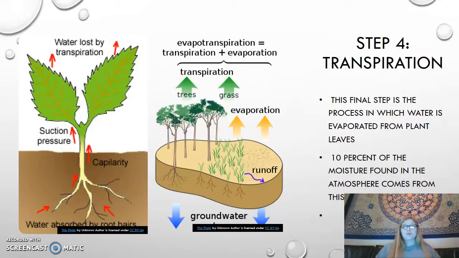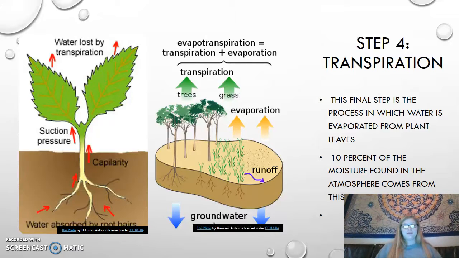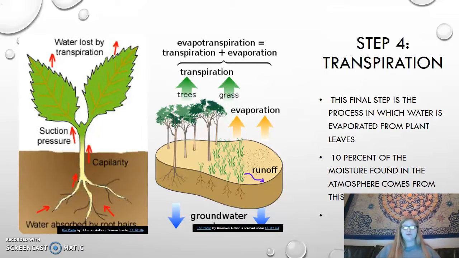Okay, and now the final step that we didn't learn about, and that kind of confused me when I was studying it, was transpiration. The reason this was so difficult for me to understand was because it had been nailed in my head that there were only 3 steps. This step is the process in which water is evaporated from plant leaves. Now, 90% of the moisture found in the atmosphere is from evaporation, but 10% comes from this process by itself.